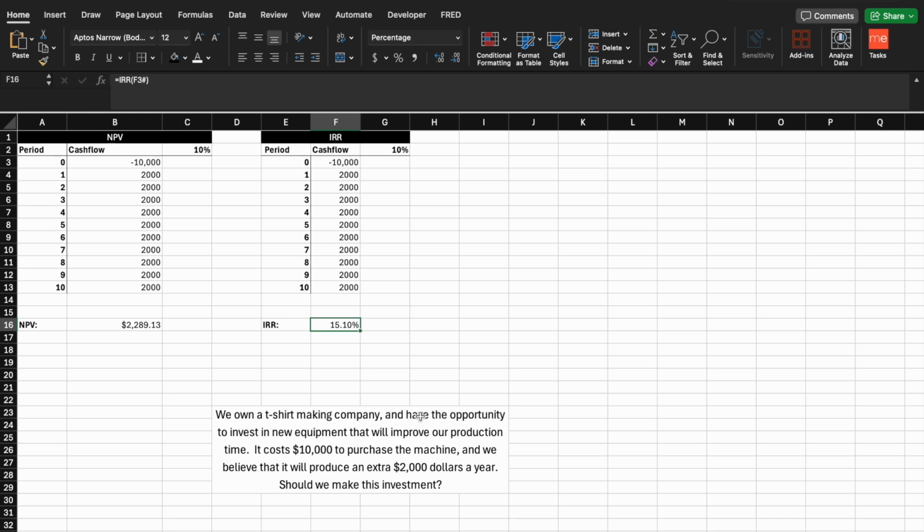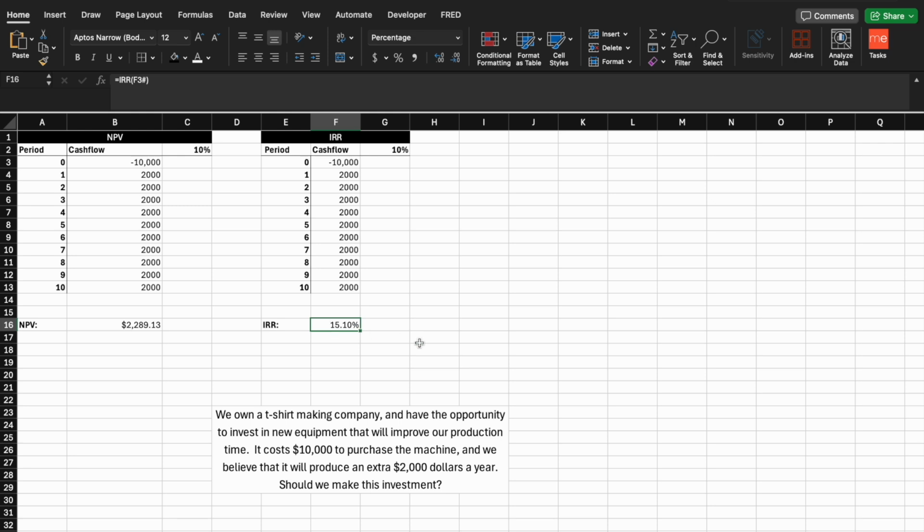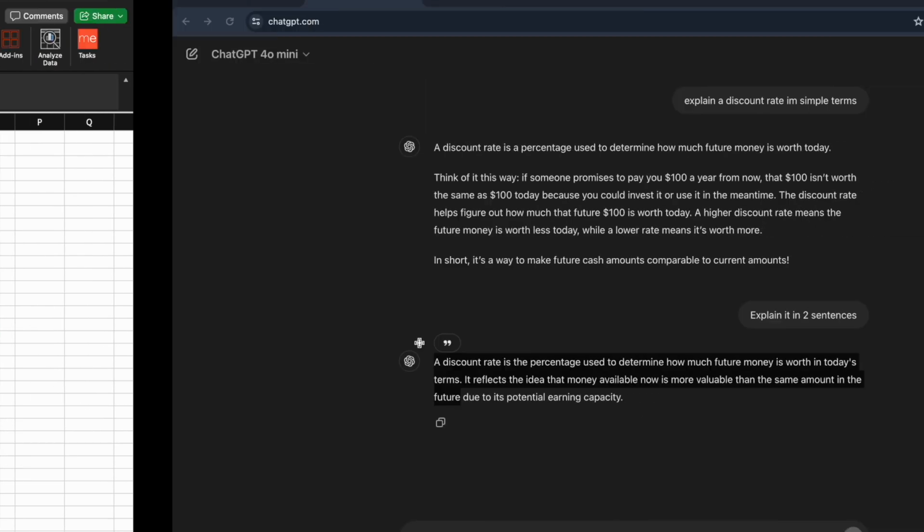So suppose that our company told us our hurdle rate was 10%. This would be an attractive investment for us because it is over and above our hurdle rate of 10%, because we are getting a 15% return on this investment.